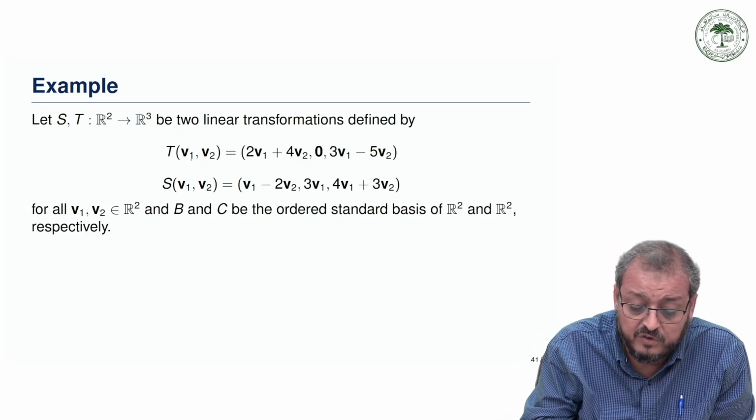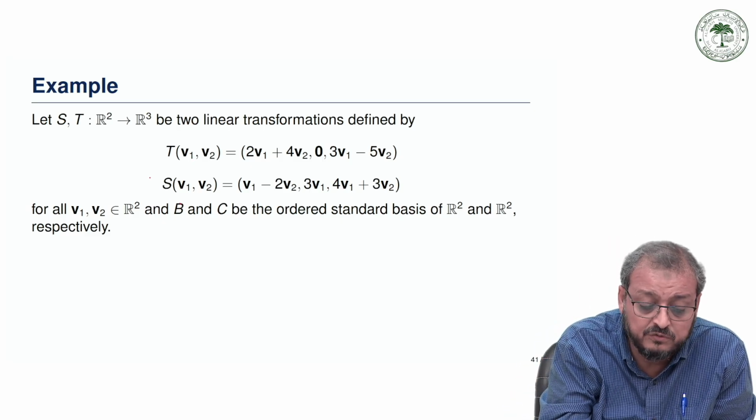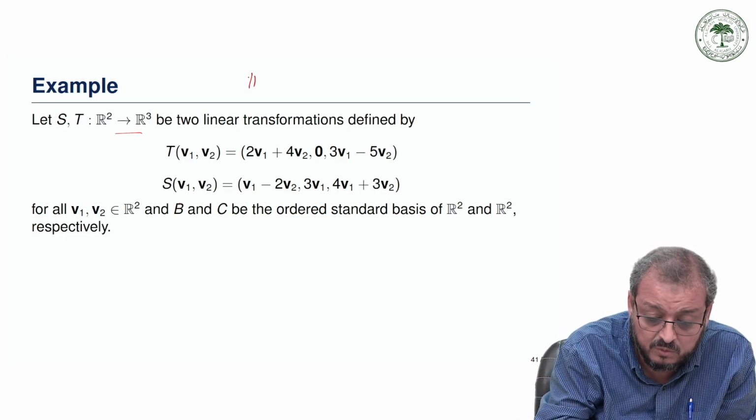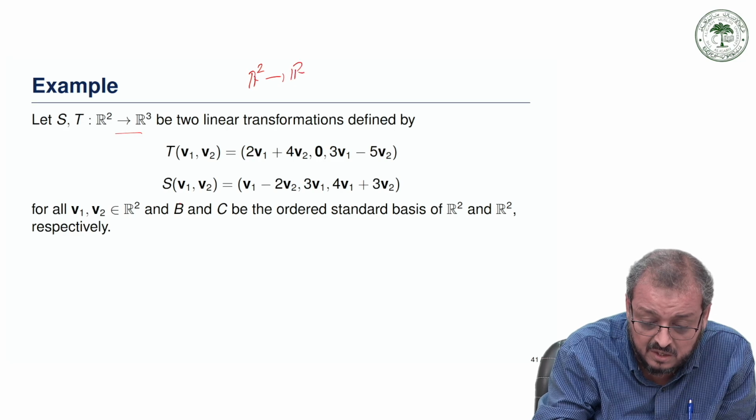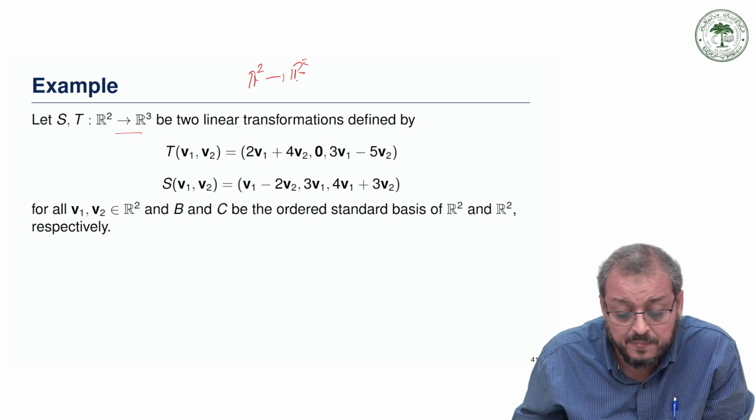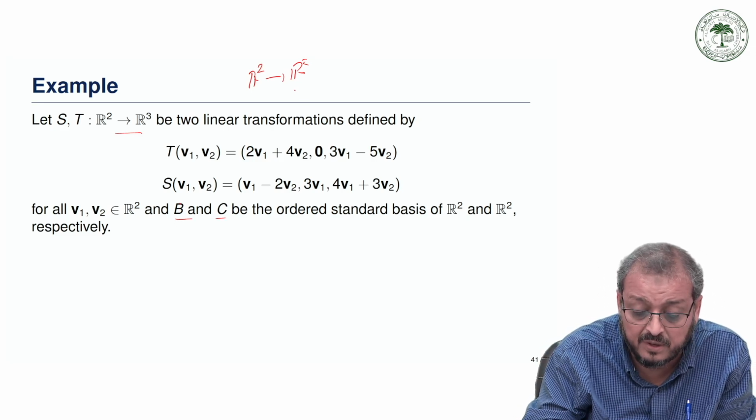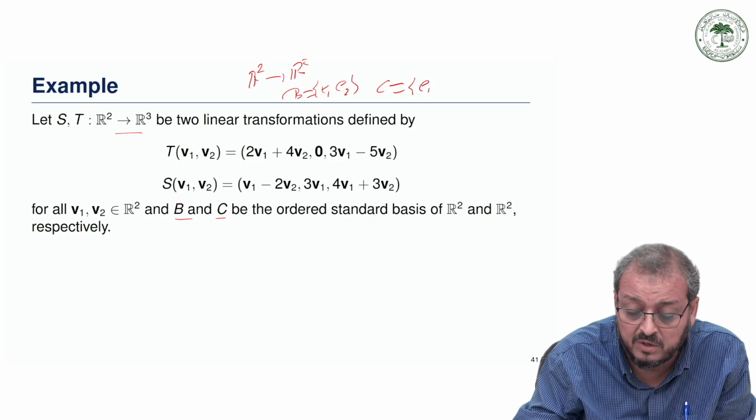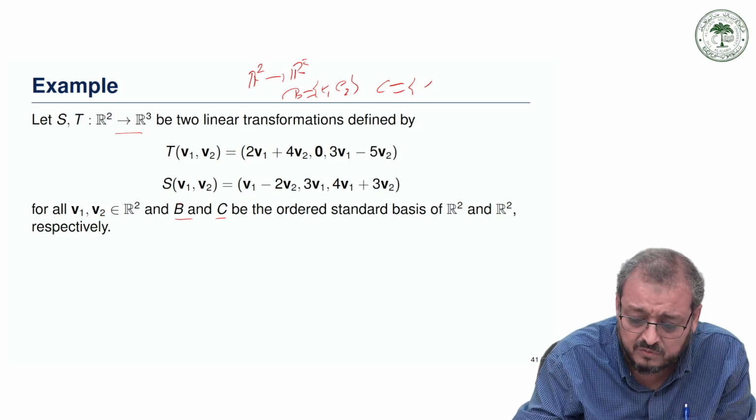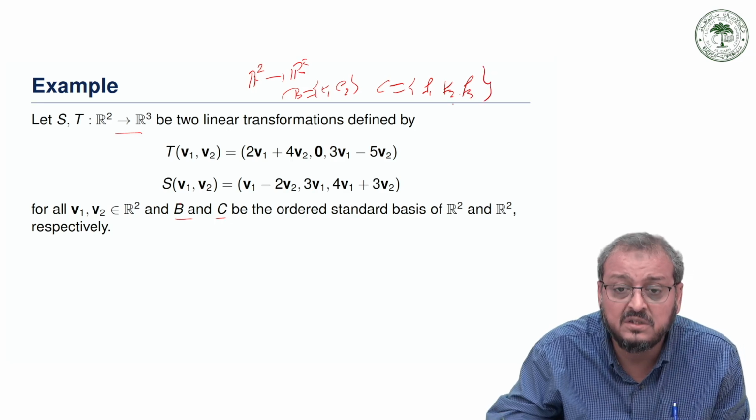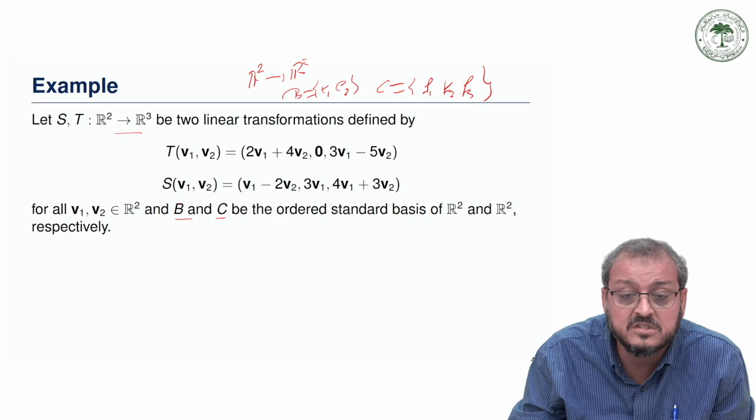I take v1, v2, and T of v maps R2 to R3. Both transformations are from R2 to R3. So this means the bases B and C. B is the standard basis, which we take in the form e1 and e2, and for C we take F1, F2, F3. These are the identity matrices, the standard basis for this.